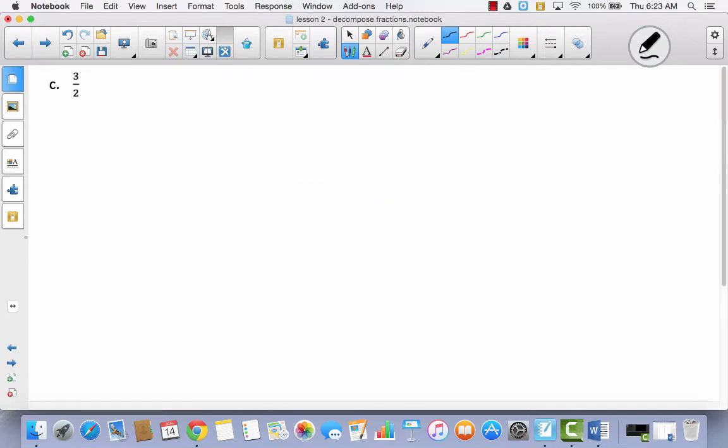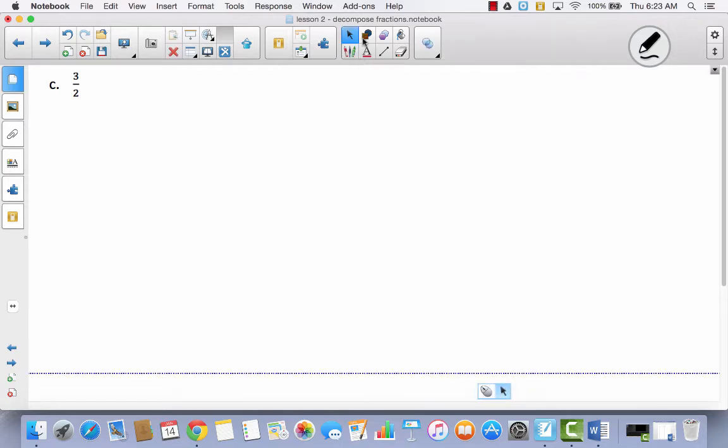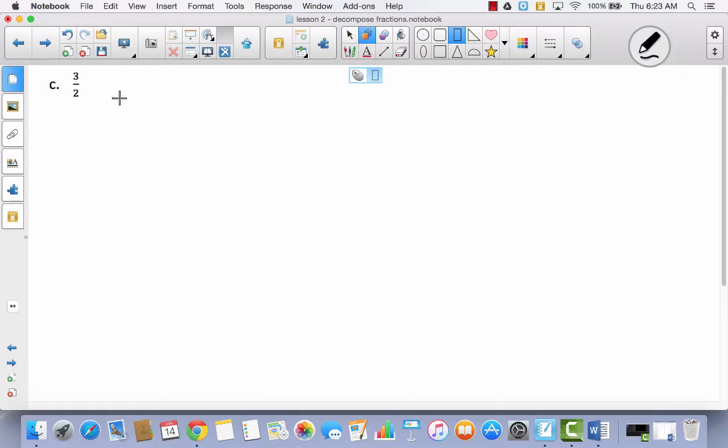All right, let's take a look at C. So this time we have 3 halves. The first thing you'll notice is that the number on top is bigger than the number on the bottom. So that means that we're going to have a tape diagram that's greater than one whole.